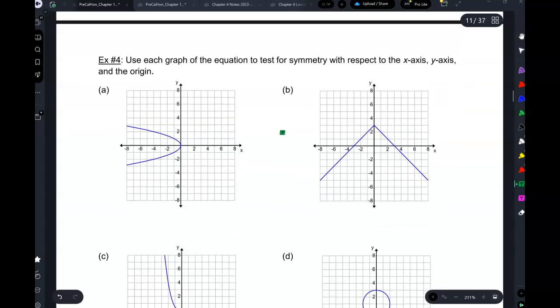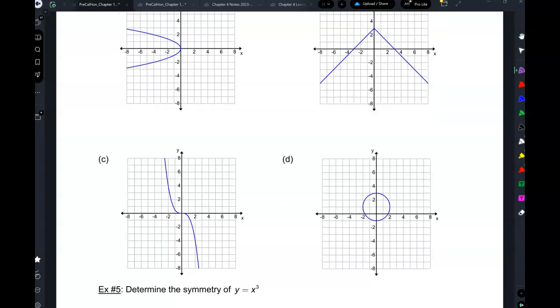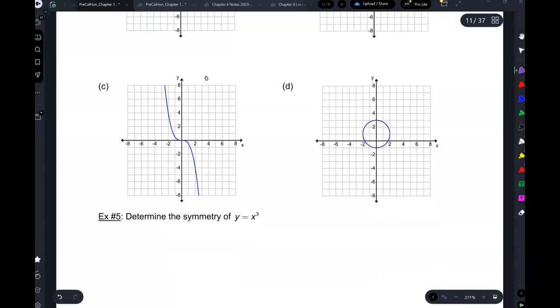Okay, so let's take a look here. You can visually check for symmetry. So like this first one, is there any symmetry? Around what? X-axis. What about this one? Y-axis. What about C? Origin. What about D? Y-axis.